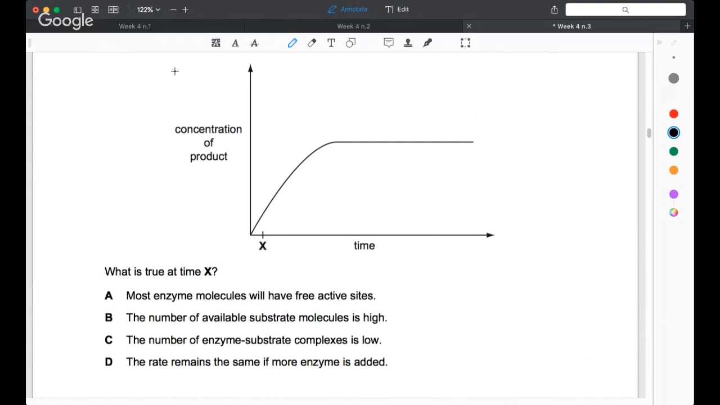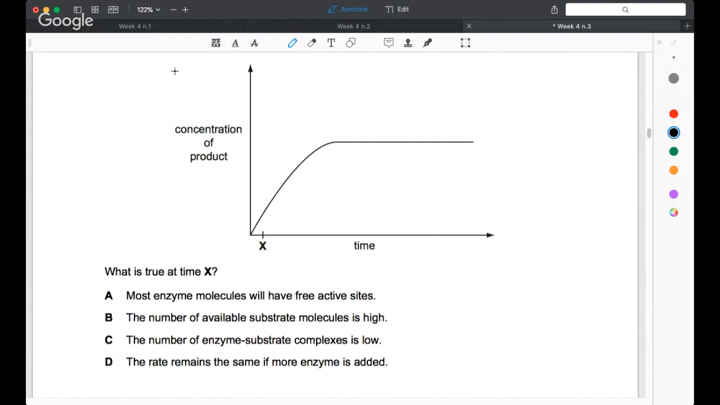Okay, it's B. Okay, why is it B? Because the concentration of the product increases even after X. So not all the substrate molecules have been used up. Yeah, okay. So why isn't it A, C, or D?